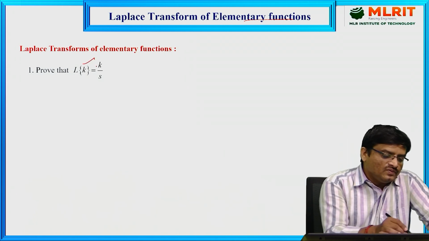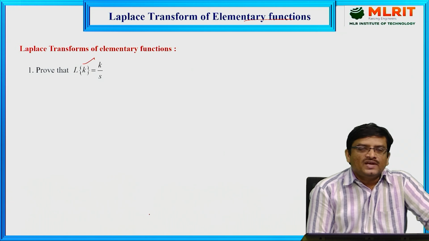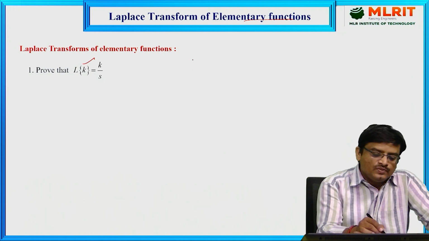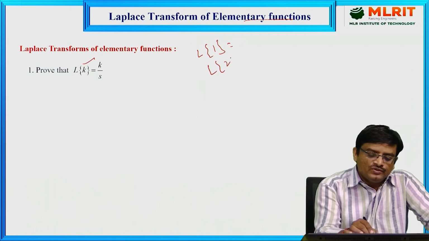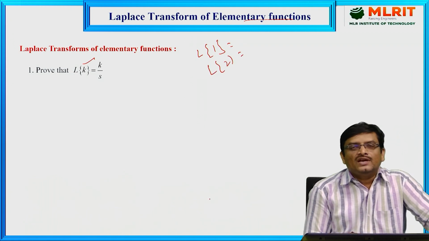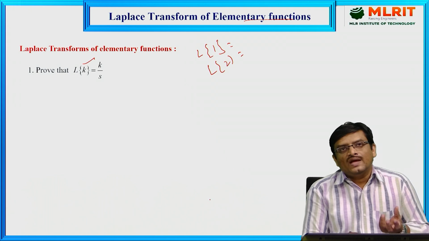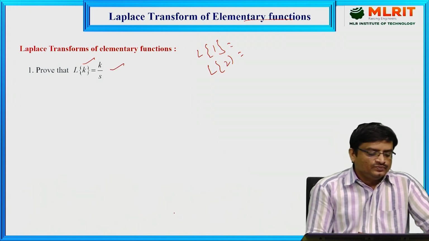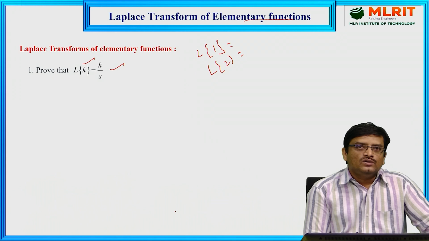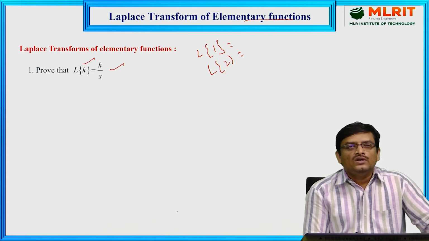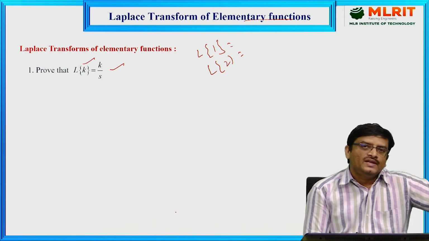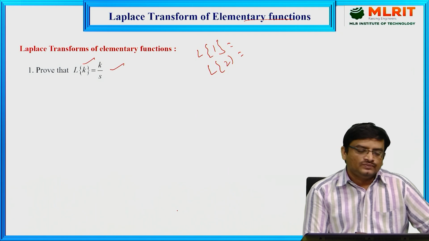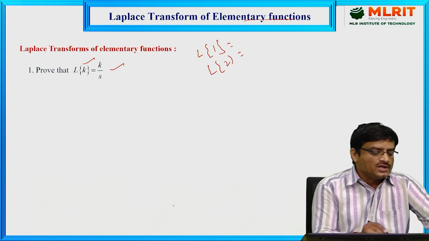So here the first one is Laplace transform of k. Here k is a constant. Suppose we want to find out the Laplace transform of 1, Laplace transform of 2, so whenever we want to find out the Laplace transform for constant values, then we can use this one. Laplace transform of k is equal to k by s. We can keep positive values for k: k is equal to 1, 2, 3, 4 and 5 and so on. By giving some values for k, we will get the Laplace transform of that constant value. Now we will see how to prove this condition.